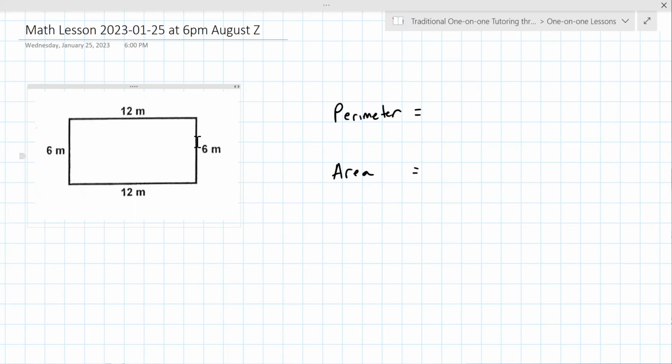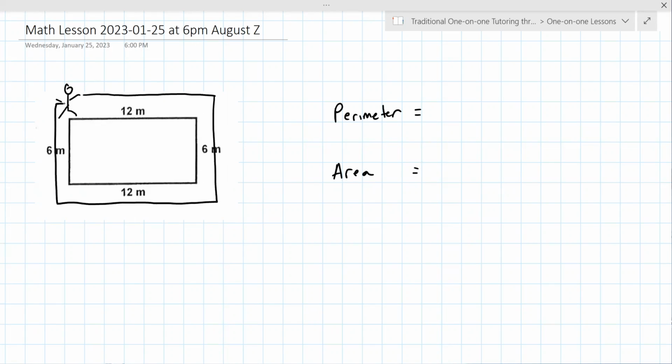So the perimeter, I always think of it as a walk around. It's literally what it takes to go all the way around. So you would add them up? You literally add up all the numbers. Now there is a shortcut, but you can just add up all the numbers. You could just do 12 times 2 and 6 times 2, as long as you add them together, yes.